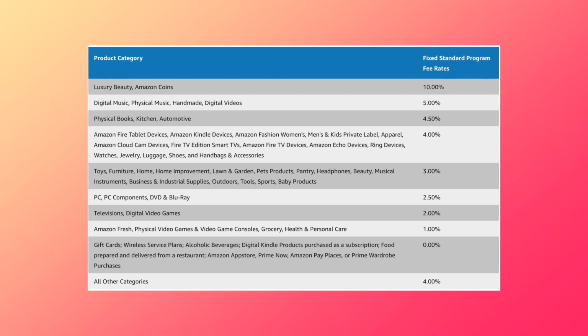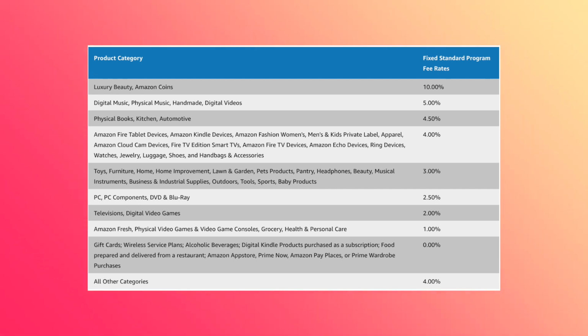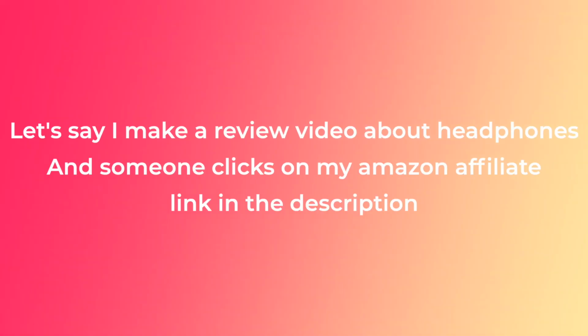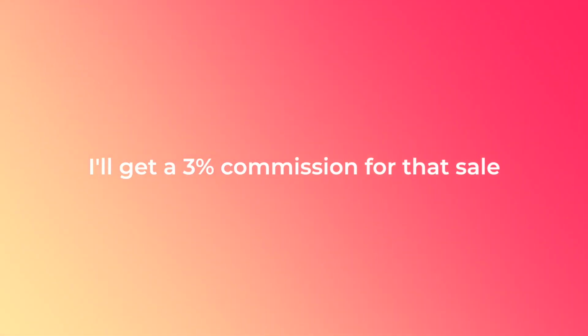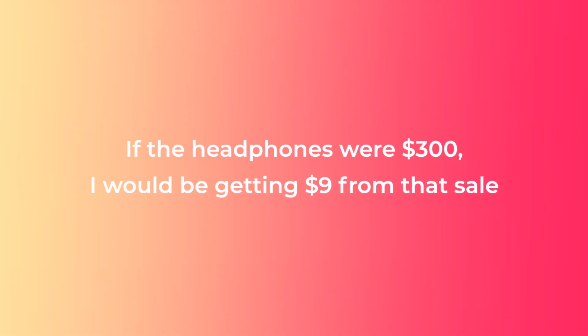As you can see, the rates are pretty low, but the great thing about this affiliate program is that you get to earn a commission on anything the person buys. For example, let's say I make a review video about headphones and someone clicks on my Amazon affiliate link in the description and buys them, I'll get a 3% commission for that sale. If the headphones were $300, I would get $9 from that sale.